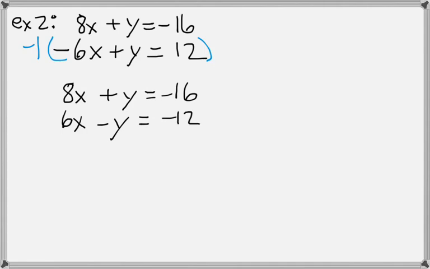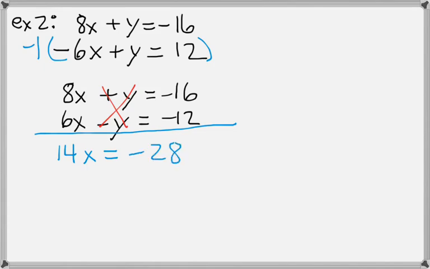We now have our two equations. We have same number, opposite sign now. So we are ready for step 3, which says to add them together. So if we add these two equations together, we're going to get a 14x. Our y's are going to cancel out, is equal to a negative 16 plus a negative 12, which gives us a negative 28.